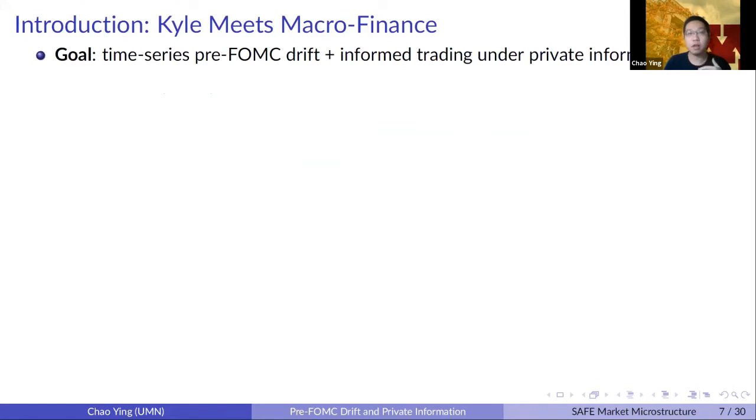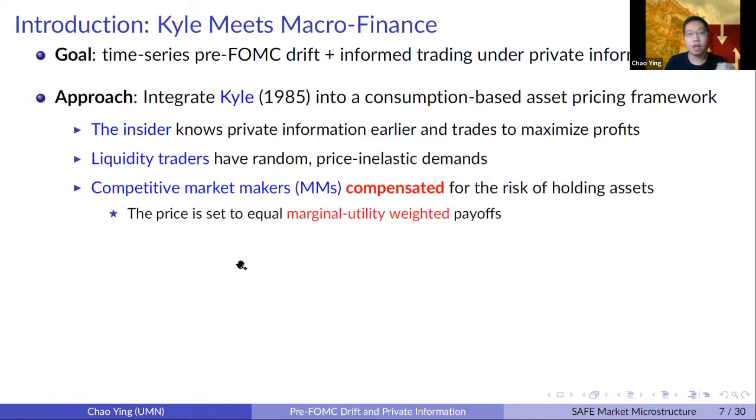Given these empirical facts, I would like to account for the time series pre-FOMC announcement drift, as well as informed trading in the presence of private information. Basically, I integrate the Kyle model into a standard consumption-based asset pricing framework. There are three groups of agents in the economy: the insider, liquidity traders, and competitive market makers. Compared to the standard Kyle model, the main difference is that instead of being risk neutral, the market makers are compensated for the risk of holding assets. The price is set to equal marginal utility weighted payoffs, where the pricing kernel is determined from this standard consumption-based asset pricing framework. And here is the intuition.